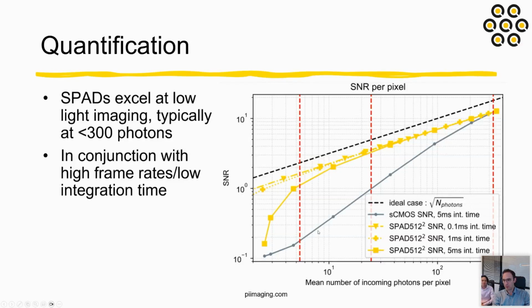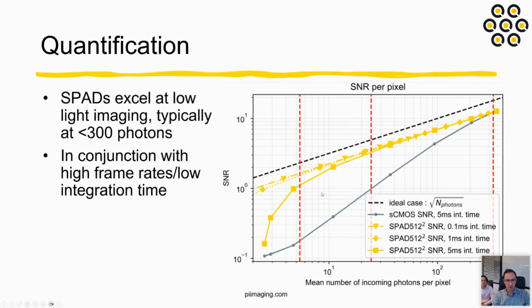You see then when we increase the integration time of a SPAD to 5 milliseconds, we have a small influence of the dark count rate here in this left part of the curve. This is of course there because we accumulate just more dark counts.